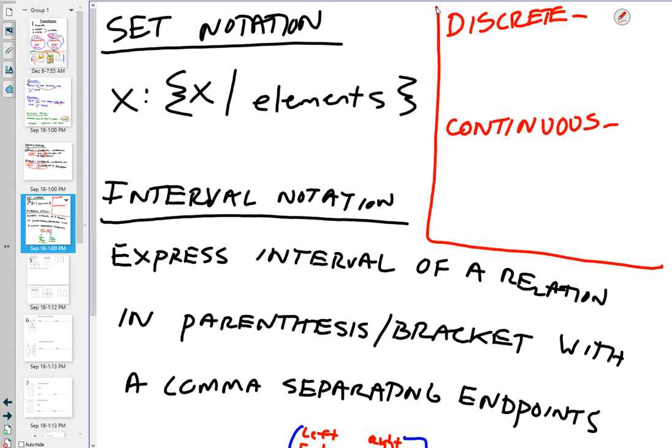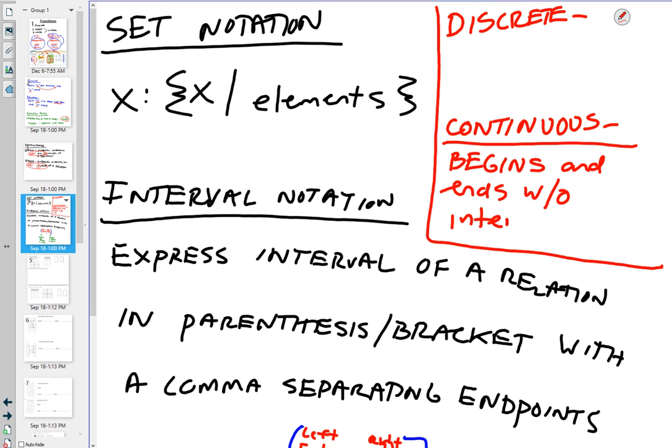Something that continues has a beginning. So let's write it: begins and ends without interruption. No gaps. Not no caps, no gaps. What does W/O mean? Win? No, it doesn't mean win. Without. It means without.